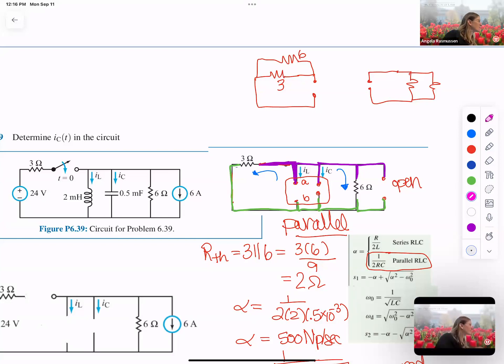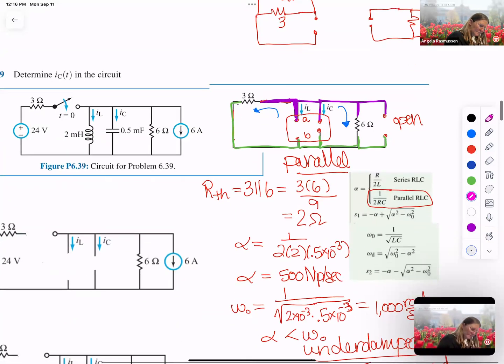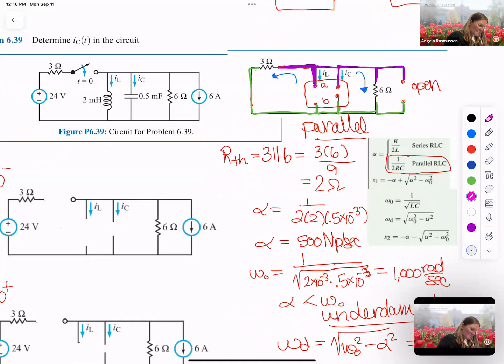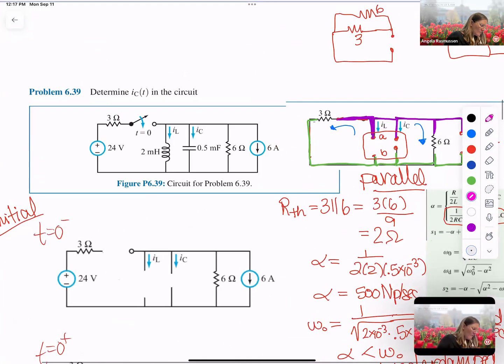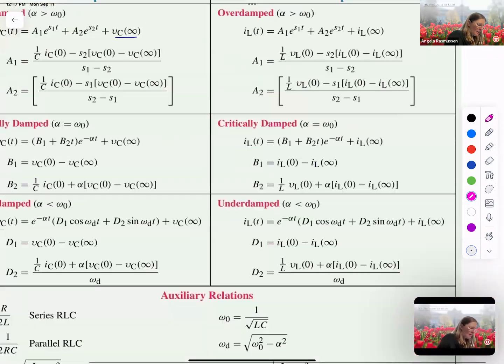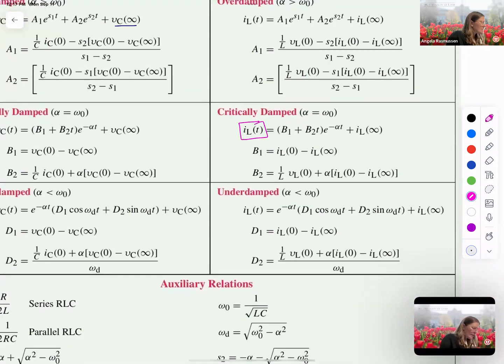Okay, yes, Thomas. So it says IC of T, or you're just doing IL of T. I guess it's determine IC of T in the circuit. Uh-huh. Looks like you're trying to look through the inductor. So yes, we'll get to that in a minute. To solve that though, we know that the equation set is only used to find IL of T. So we can use that. Once we find that, then we'll find IC.